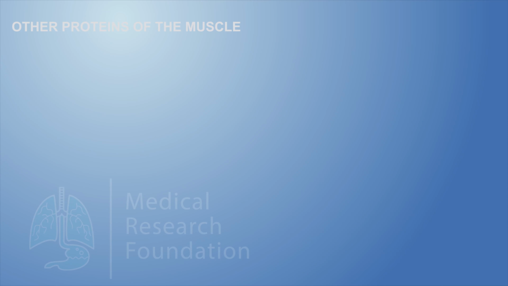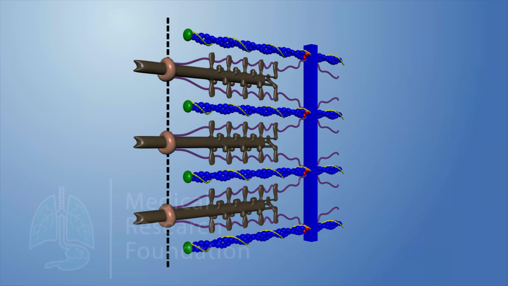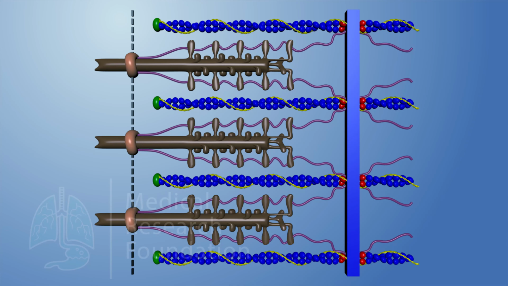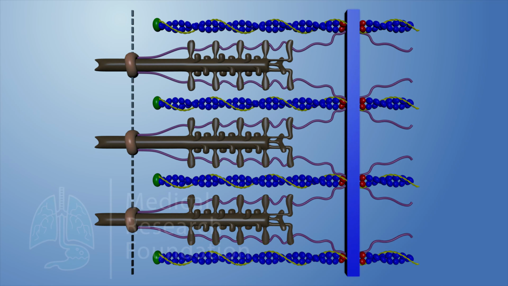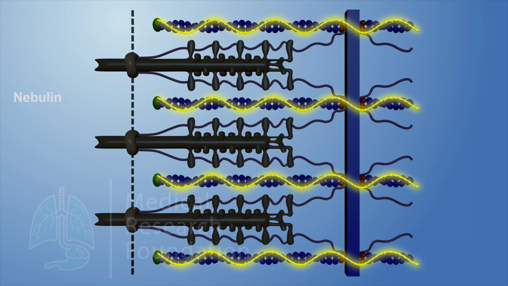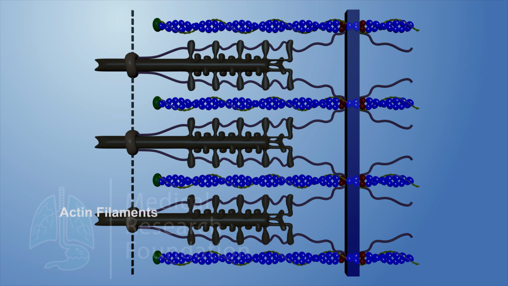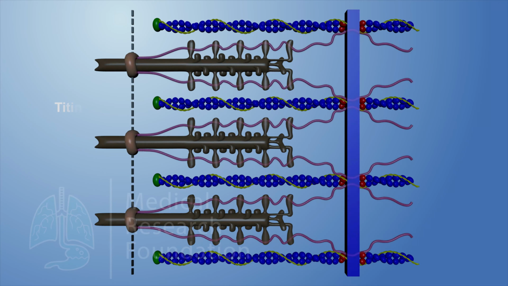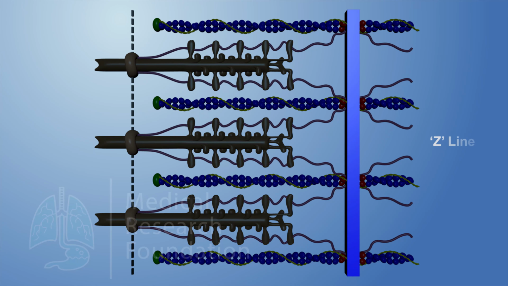Other proteins of the muscle. In addition to the contractile proteins, the sarcomere contains several other proteins such as actinin, which attaches actin filament to Z line, desmin, which binds Z line with sarcolemma, nebulin, which runs in close association with and parallel to actin filaments, and titin, a large protein connecting M line and Z line.